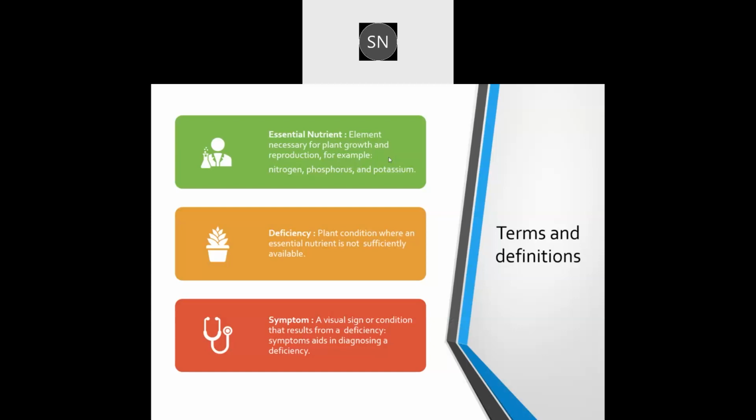We already looked into the definition of essential nutrients. We continue with deficiency. Deficiency is the plant condition where an essential nutrient is not sufficient. Keadaan pokok apabila elements atau nutrient tak cukup. Symptoms adalah apa yang kita boleh nampak, a visual sign or condition that is the result of deficiency. Hasil kekurangan nutrien, apakah simptom yang kita nampak? Apa yang kita nampak berlaku pada pokok? That is symptom.